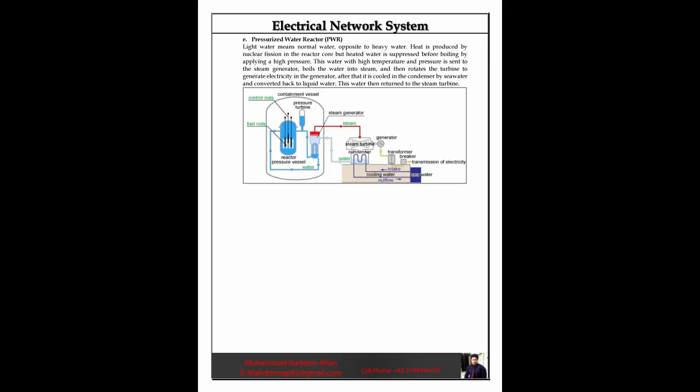E. Pressurized water reactor, PWR. Light water means normal water, as opposed to heavy water. Heat is produced by nuclear fission in the reactor core, but heated water is suppressed before boiling by applying a high pressure. This water with high temperature and pressure is sent to the steam generator, which boils the water into steam and then rotates the turbine to generate electricity in the generator. After that it is cooled in the condenser by seawater and converted back to liquid water. This water is then returned to the steam turbine.